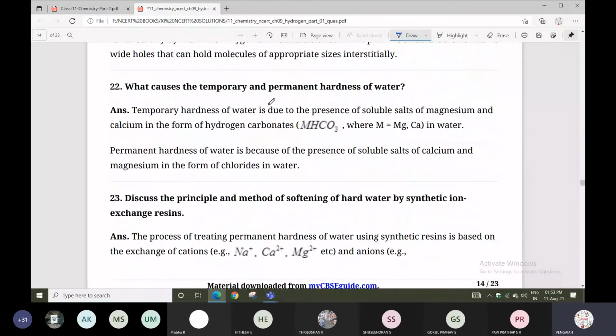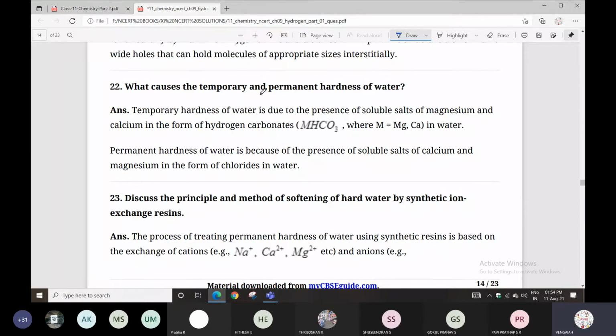What causes the temporary and permanent hardness of water? Hardness of water, how is it classified? So permanent hardness and temporary hardness are there. Temporary hardness of water is due to the presence of soluble salts of magnesium and calcium with carbonate. So that is the temporary hardness of water.